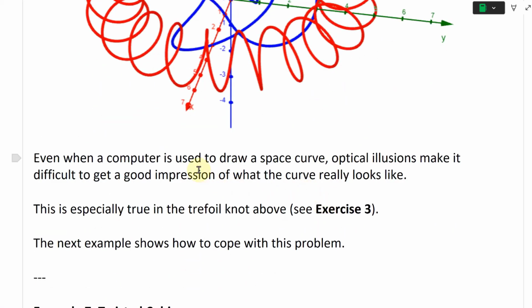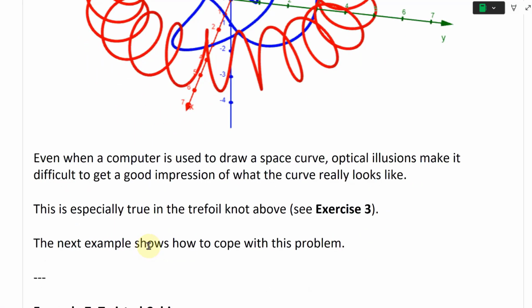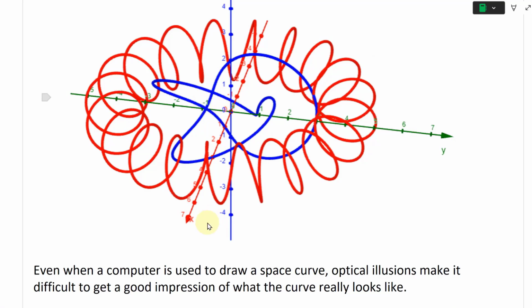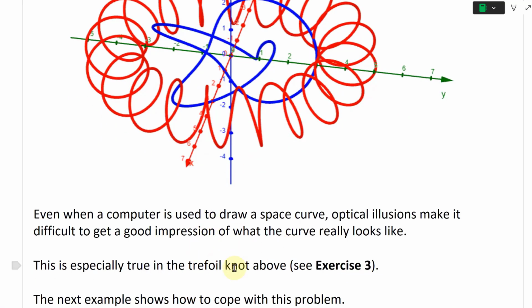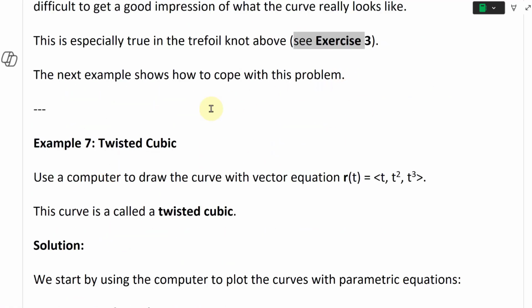Even when a computer is used to draw a space curve, optical illusions make it difficult to get a good impression of what the curve really looks like. This is especially true in the trefoil knot, not this one right here. From the top view, it looks pretty cool. See exercise 3, when I dive into it deeply. And the next example shows how to cope with this problem. This brings us to example 7, the twisted cubic.